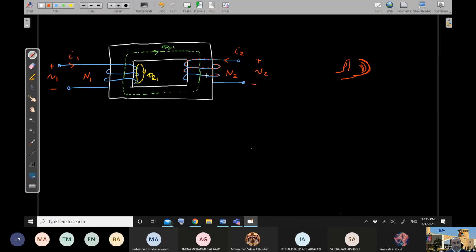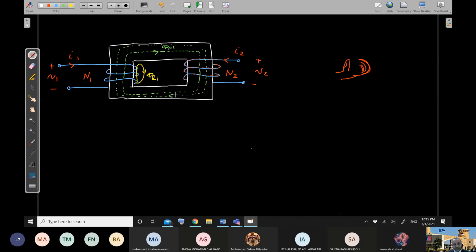I'm plotting here. So this is what I'm representing by my four fingers, and the thumb is pointed toward what? The direction of the flux. So it will be in the same direction. So this will be the flux, the magnetizing flux, due to a current flowing in coil number 2.